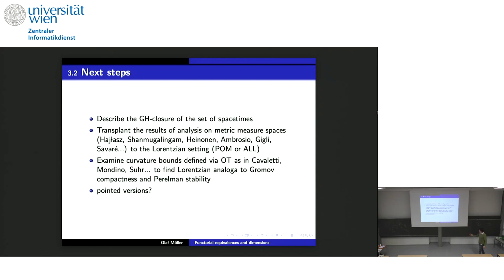So, okay, now how to proceed further? As I said, what is maybe essential is to understand the Gromov-Hausdorff closure of the set of globally hyperbolic spacetimes. That would be an essential progress in this business. And then, of course, in further steps, one could transplant these results on analysis on metric spaces to the Lorentzian setting, and with all the things involved there.